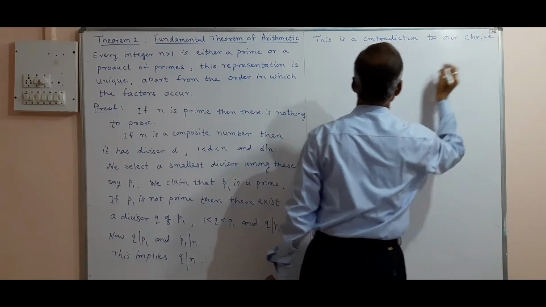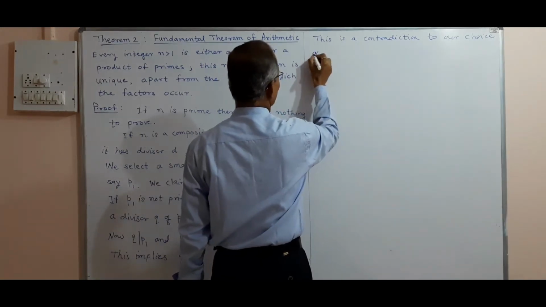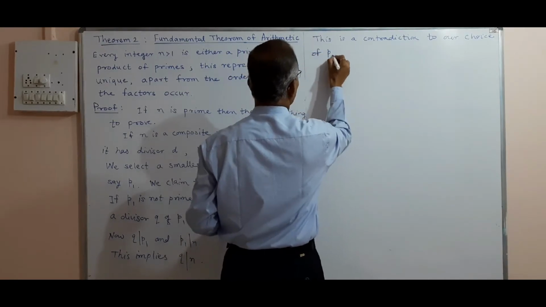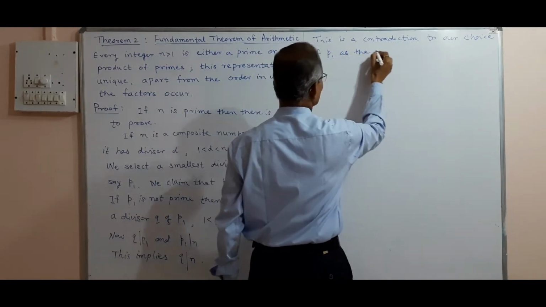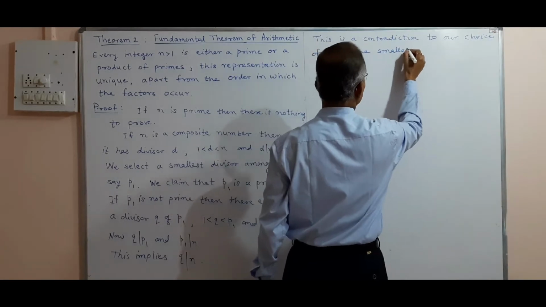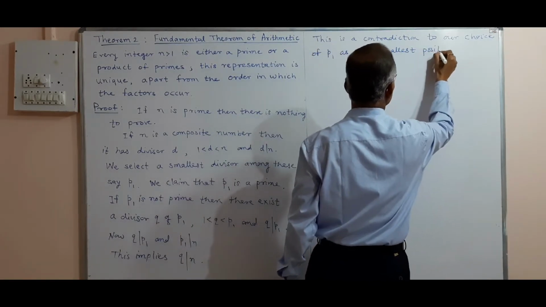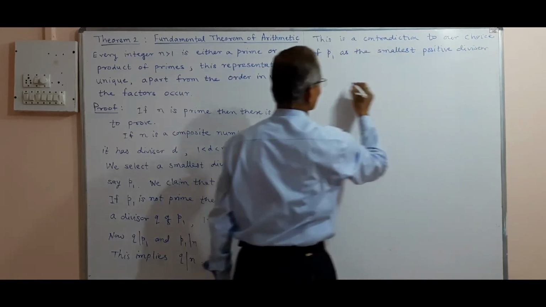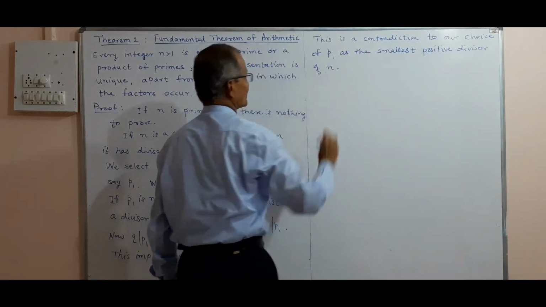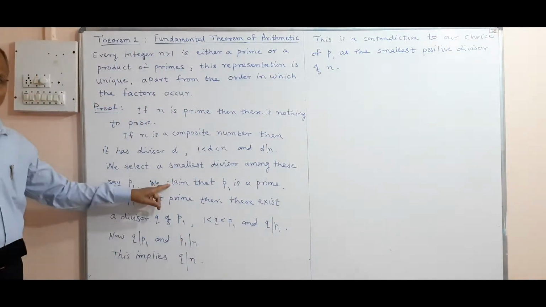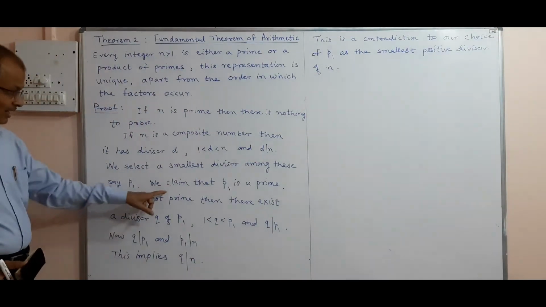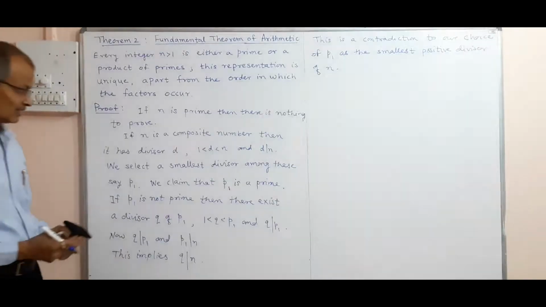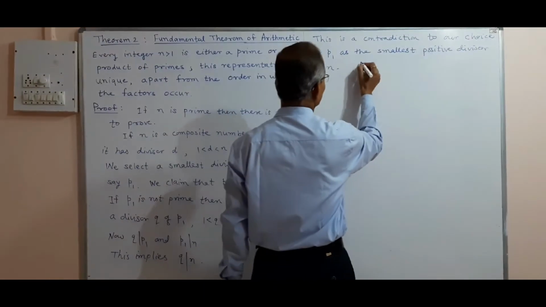To our choice of P1 as the smallest positive divisor of N, this P1 must be prime. We claim that if P1 is not prime, we get a contradiction, and this proves P1 is prime. Hence P1 is prime.